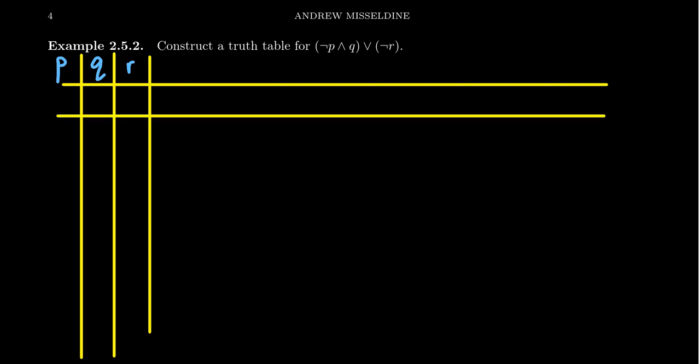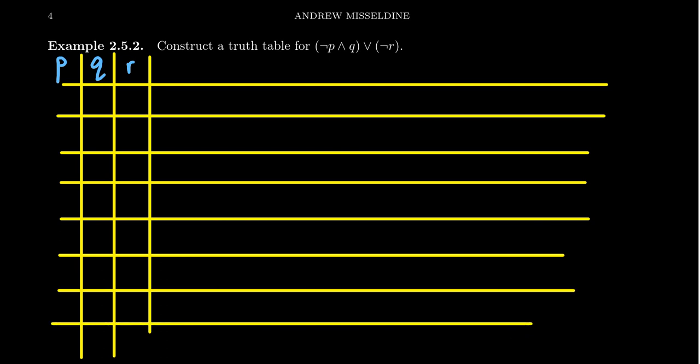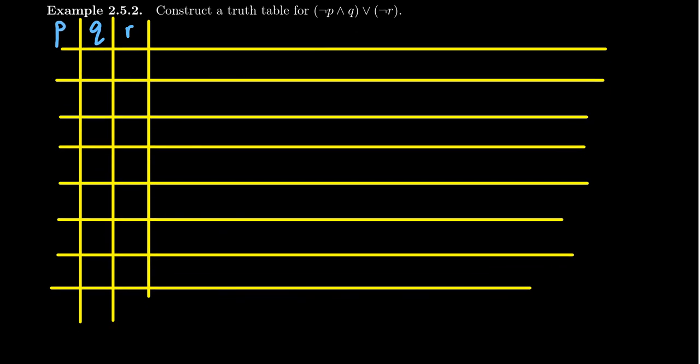So there's 1, 2, 3, 4, 5, 6, 7. I think that should fill it out for us here. I might just have to bring it down just a little bit more. And so looking at the values that can appear here, for the first variable, we're just going to alternate true, false, true, false, true, false, true, false, like so. Now for the next one, we're going to alternate every two spots. So true, true, false, false. Next, we're going to do true, true, and then false, false. Then for the third one, we're going to alternate every four.